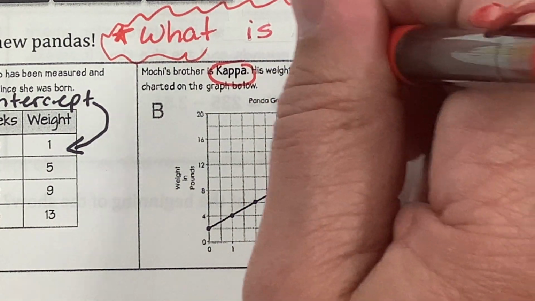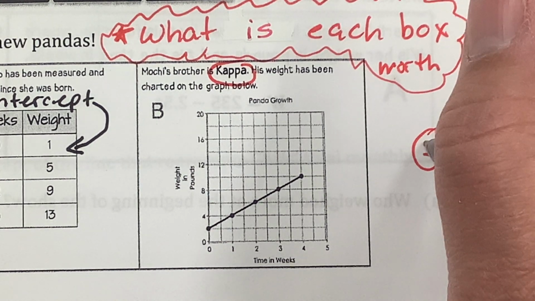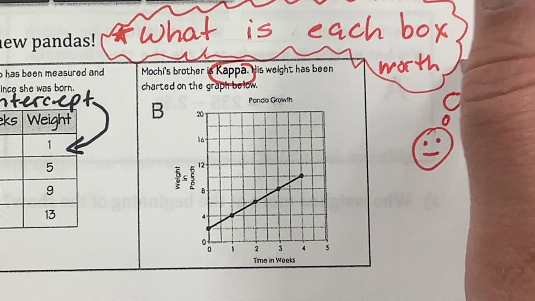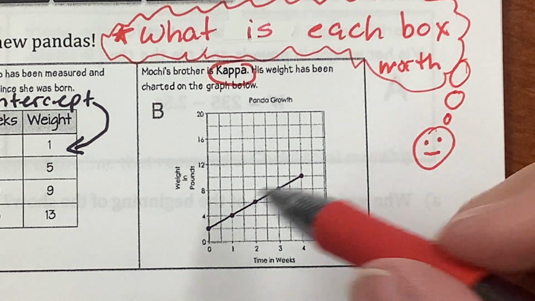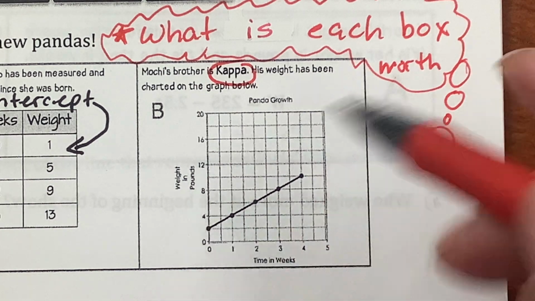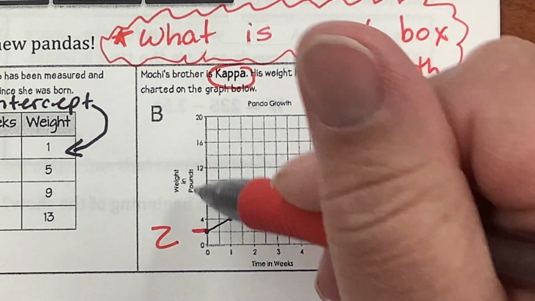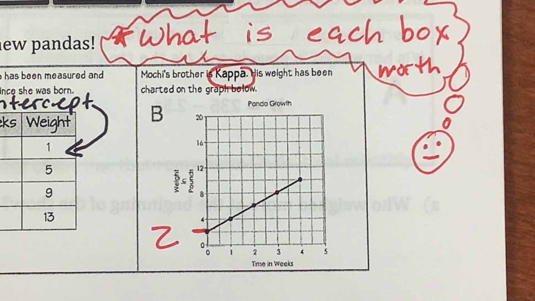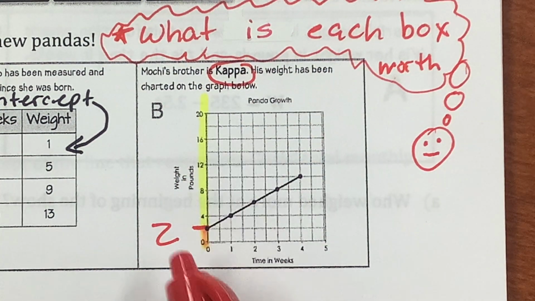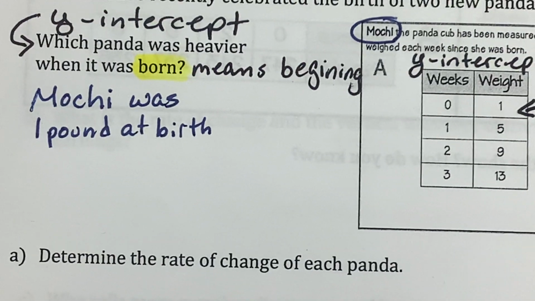Well, 2 boxes is 4. So let's see. I'm thinking real hard here. Got my thinking head on. To get from 0 to 4 is 2 boxes. To get from 0 to 2 is 1 box. So this 1 box is 2. 2 what? 2 pounds. So here's my Y line, and my Y-intercept is 2. So Kappa weighed 2 pounds at birth.